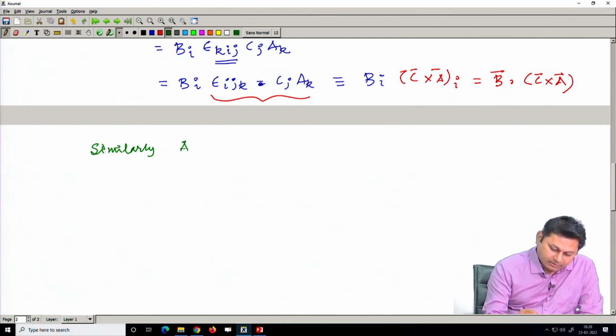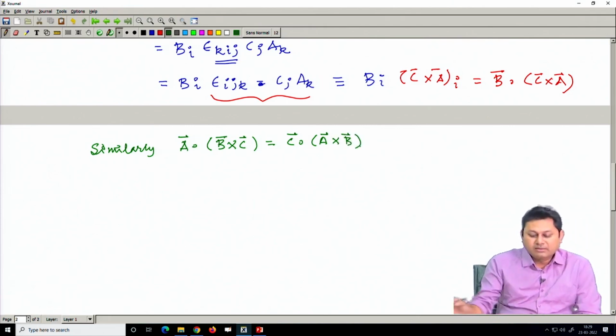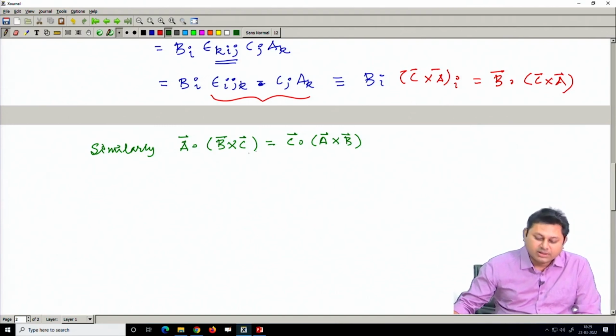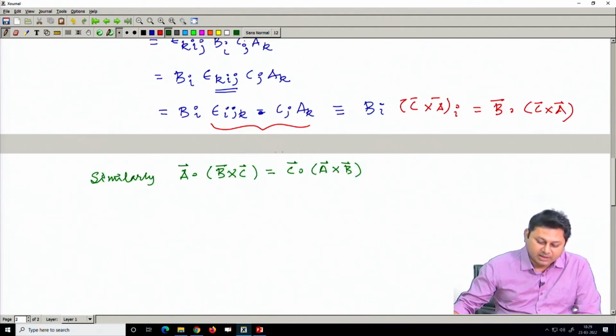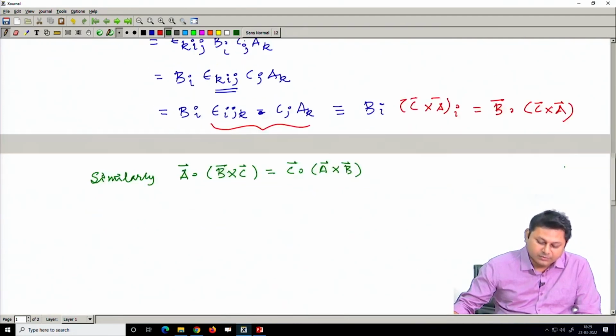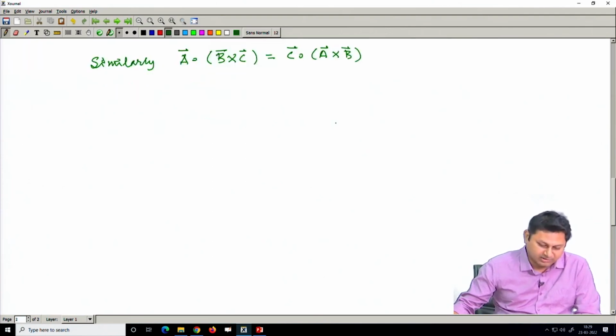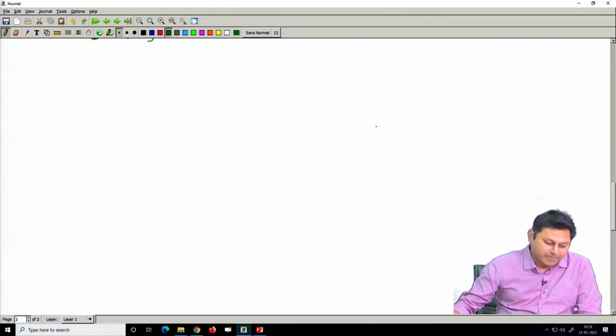that A dot B cross C is equal to C dot A cross B. So, I request the student to have a look and please try to prove this. I already proved that A dot B cross C is B dot C cross A. So, you can also prove that A dot B cross C is equal to C dot A cross B using the same process, same methodology.